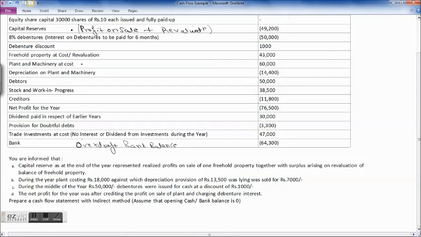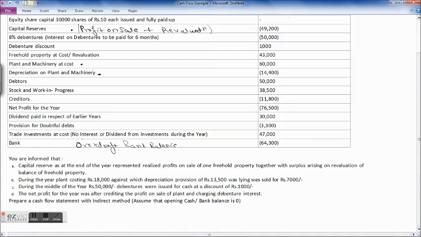So plant and machinery, there was a sale of plant and machinery. Then the depreciation on that plant and machinery was 7,000. Okay, and no, depreciation was 13,500 and it was sold for rupees 7,000. So there is one adjustment for a plant and machinery here.